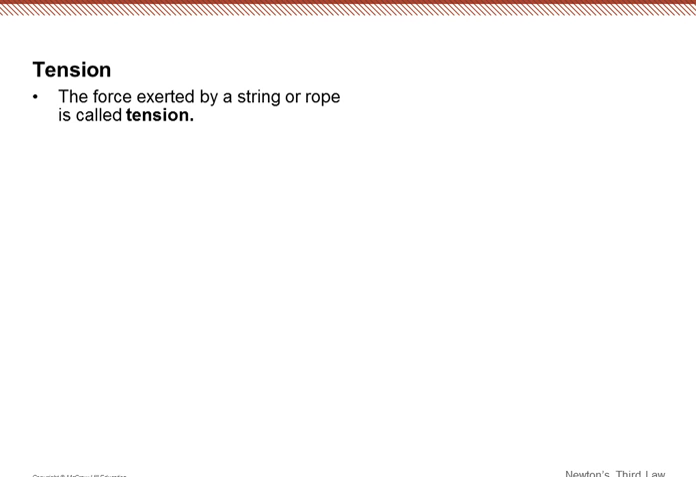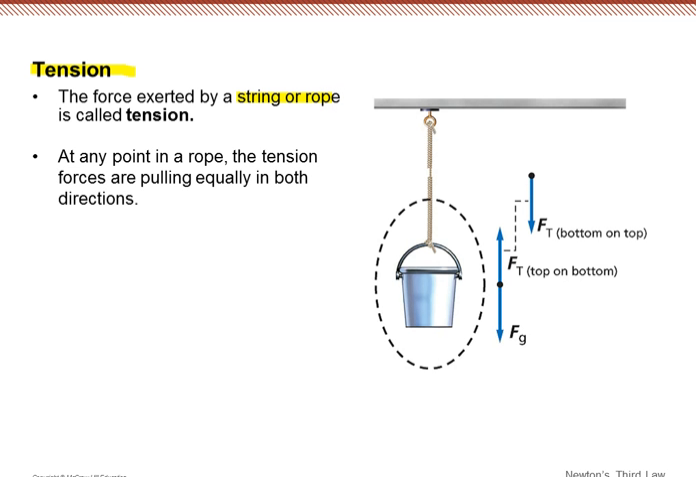So the last thing we're going to talk about here is tension. Now tension is exerted by a string or a rope. And so it's a way to transmit a force. So if we have this bucket hanging on a rope and it's attached to the ceiling, well, the ceiling is not in contact with the bucket. However, this rope is in contact with the bucket, and the rope is in contact with the ceiling.